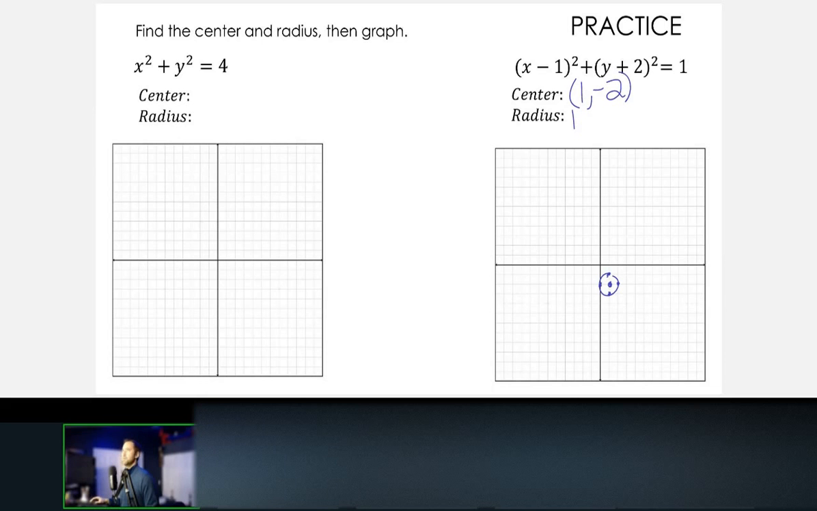Who is done with the first example on this page on the left? Anybody? Show me who's done. If you're not done, give me an X. I'll give you 30 seconds. All right, 30 seconds. Ready to go.